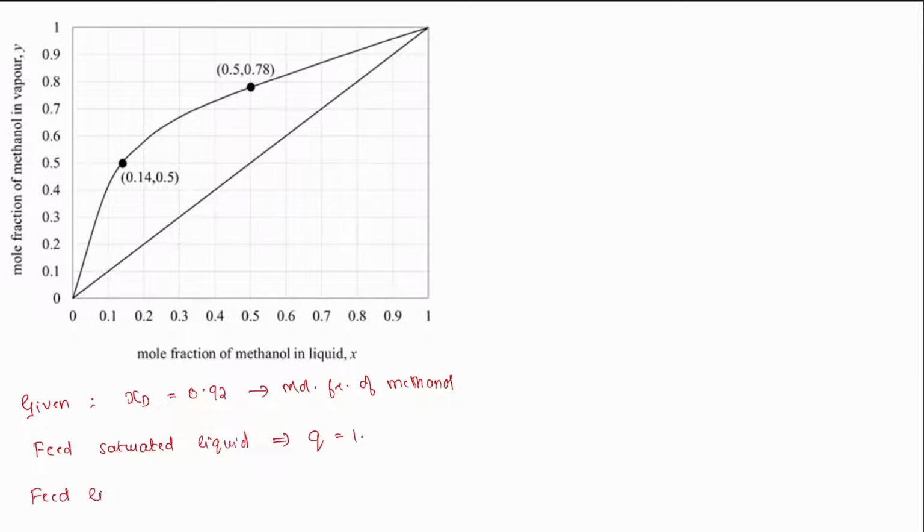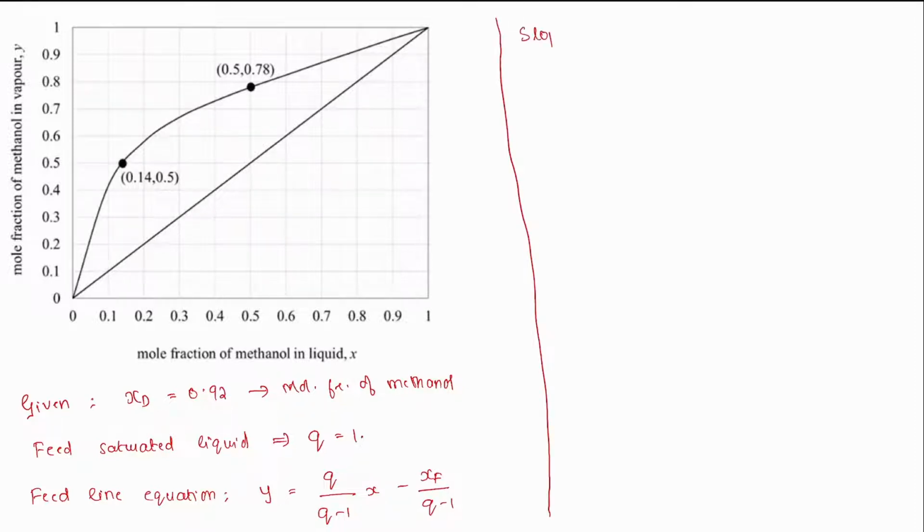The operating line for feed section we can write with the equation y is equal to q by q minus 1 into x minus xF by q minus 1. So from this equation we can say that the slope of the feed line or the q line is equal to q by q minus 1. And substituting the value of q as 1, we'll get the slope of the feed line as infinity. Now we'll mark these points in the graph.